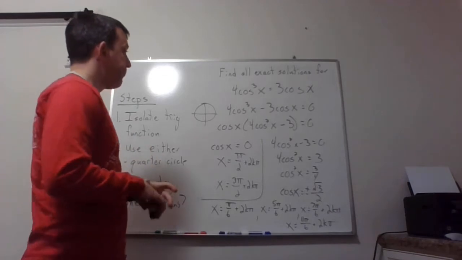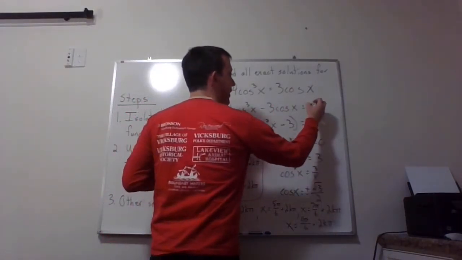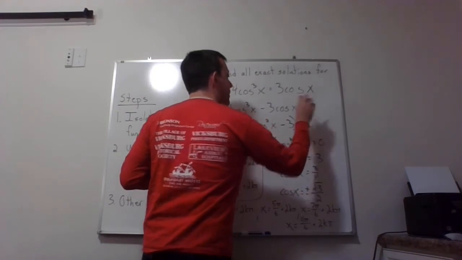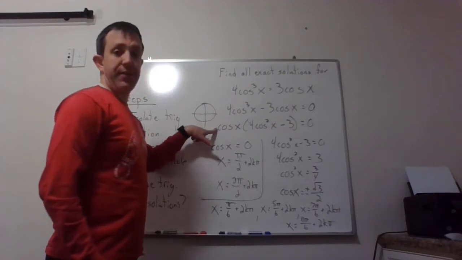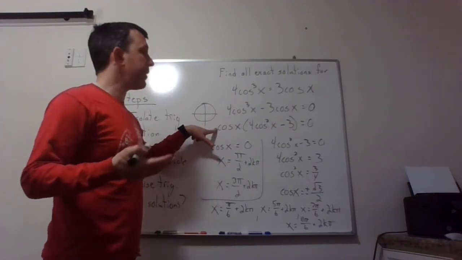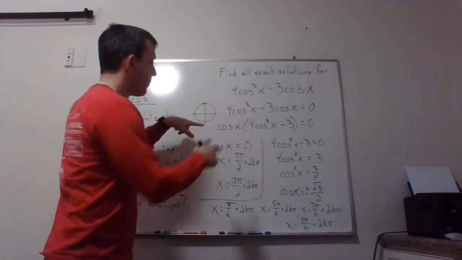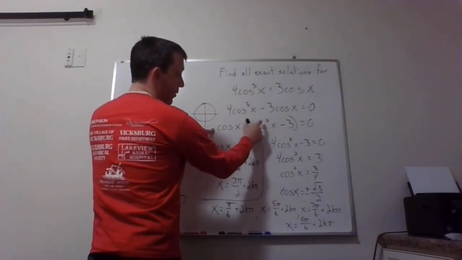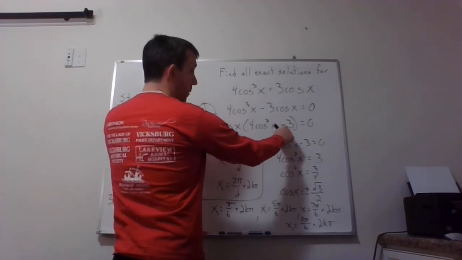So don't do that. Instead, you'll notice that I subtracted the 3 cosine x, and I promise this is a 0, because that gets me 0. And then I factored it. So instead of dividing by cosine x, which gets rid of that cosine, I just factor it out. So I have cosine x times 4 cosine squared x minus 3, right?